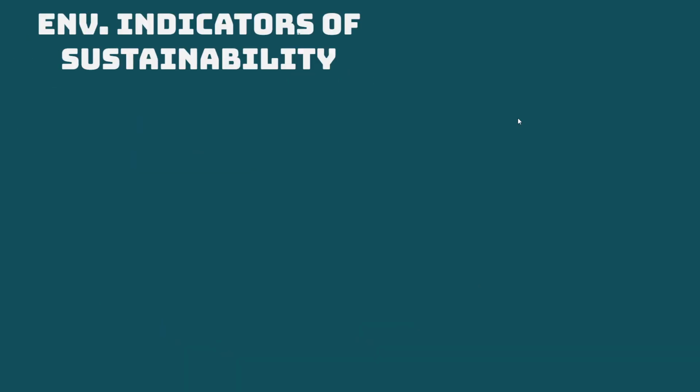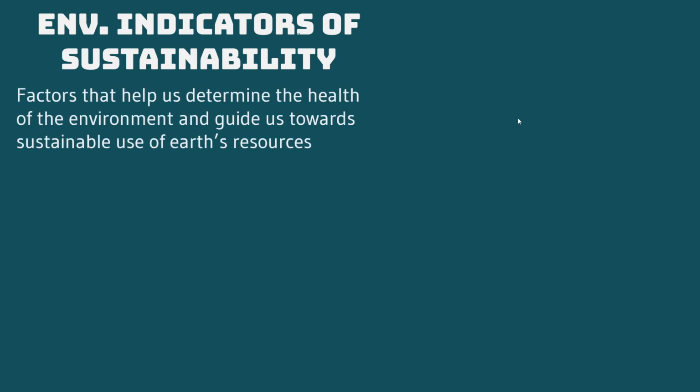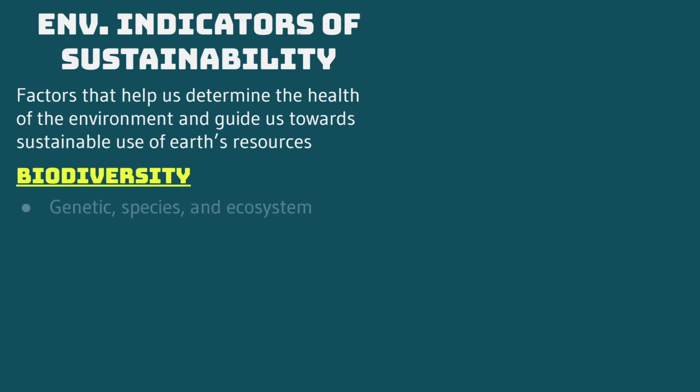An environmental indicator is something that we use to assess the health of ecosystems and to assess whether or not we live sustainably. We can look at these factors and they can give us a strong clue as to whether or not the way that we're living on Earth is sustainable. The first one is biodiversity. This refers to genetic, species, and ecosystem biodiversity.